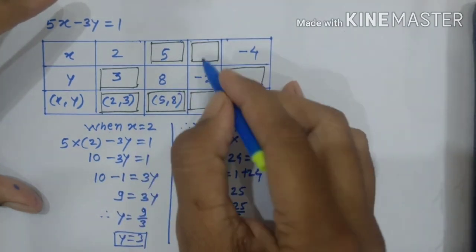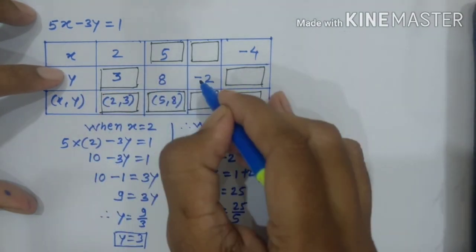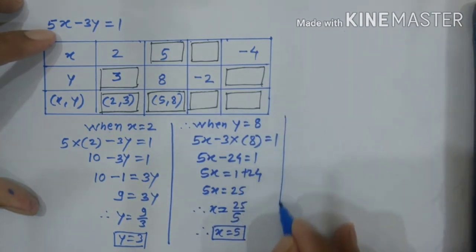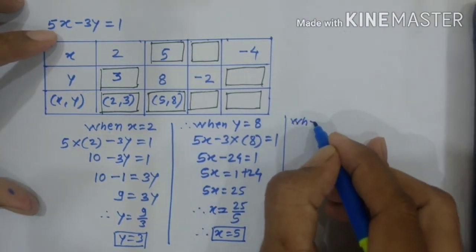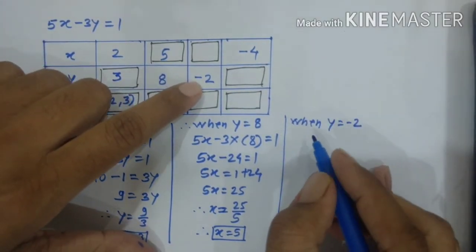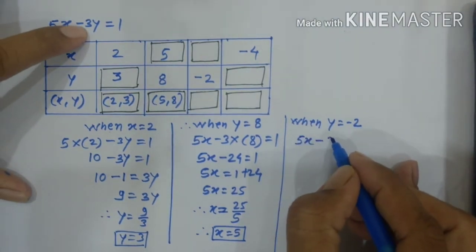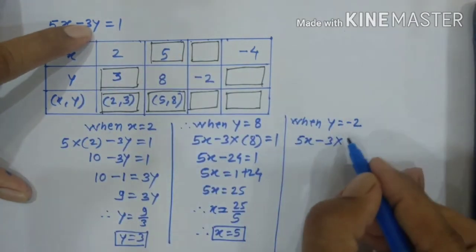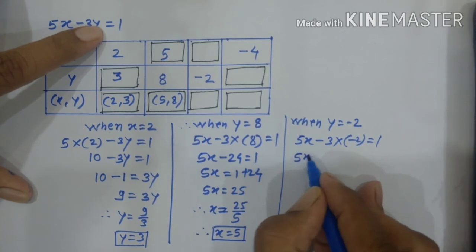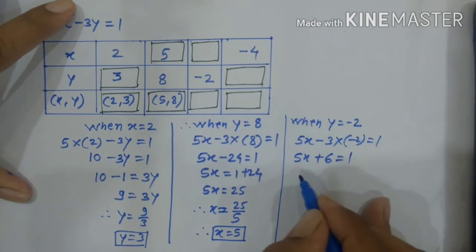Now consider the fourth column. In fourth column, value of y is minus 2. Put this value of y to find the value of x. When y is equal to minus 2, our equation becomes 5x minus 3 into y. Value of y is minus 2, equal to 1. 5x minus minus plus 3 to the 6 equal to 1.